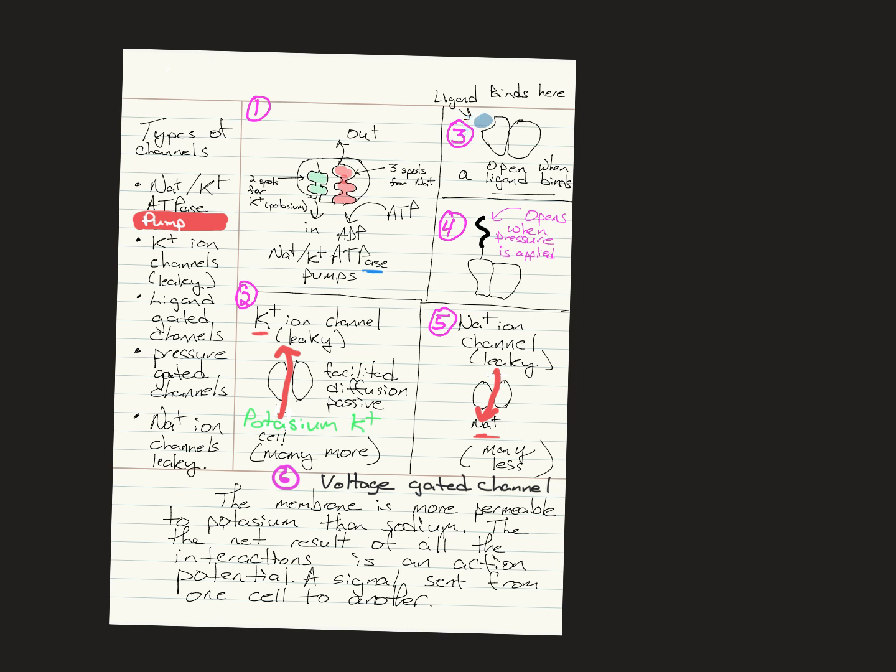So the neurotransmitter is a ligand because it binds to the protein and opens a channel. The ligand acts like a key to a lock, where the protein is the lock. When the key binds to the protein, the lock opens, and the ions flow. Is that clear? Does that make sense? So that's a ligand-gated channel.